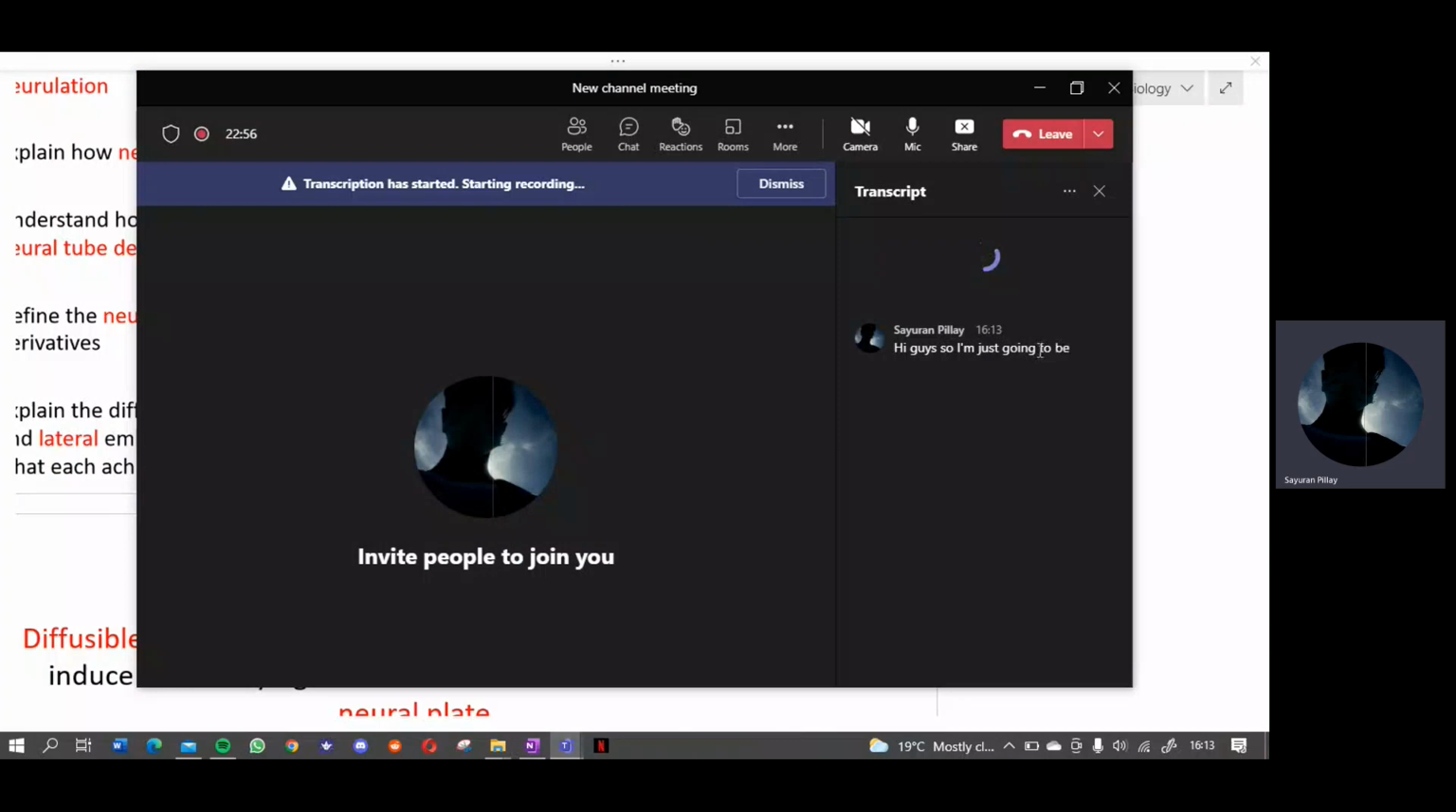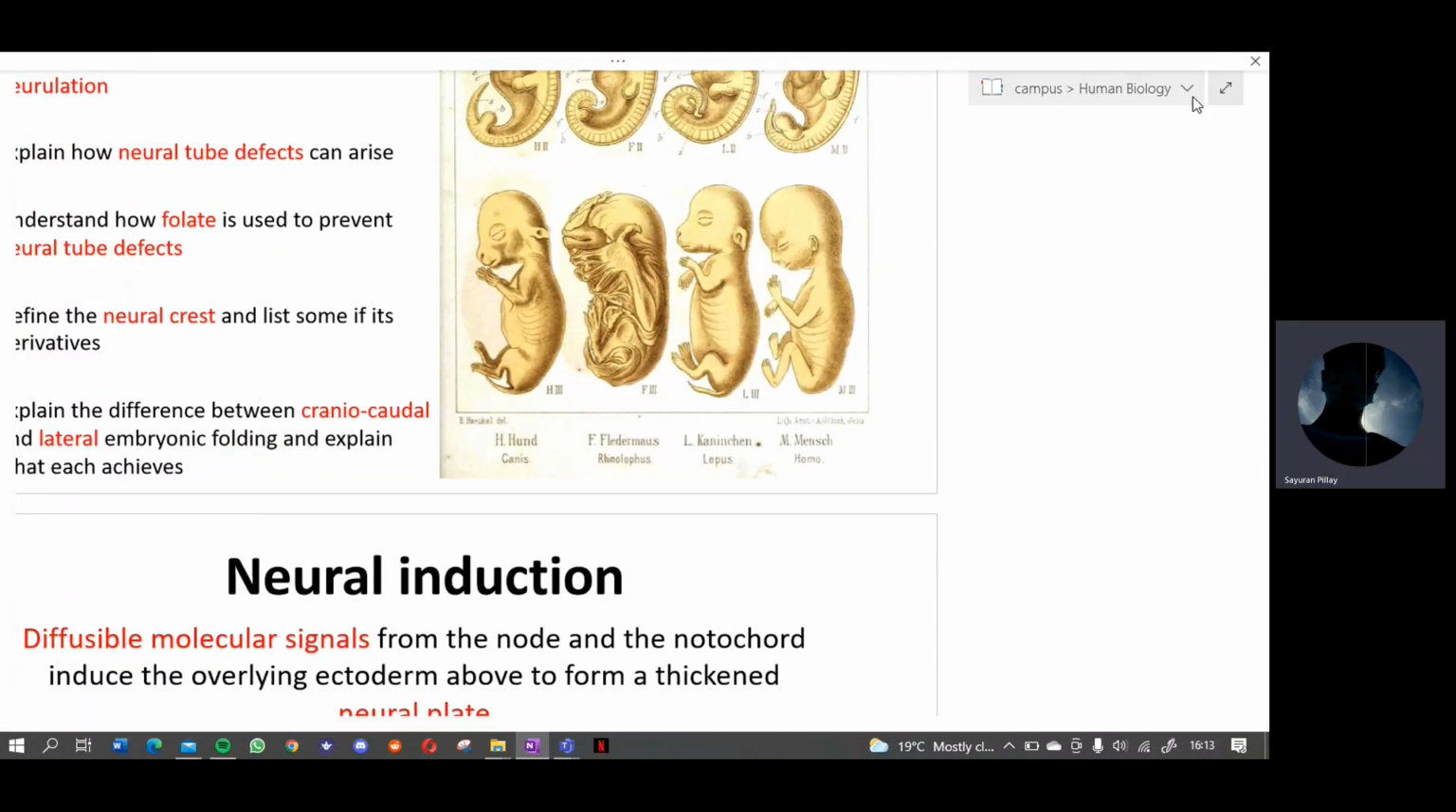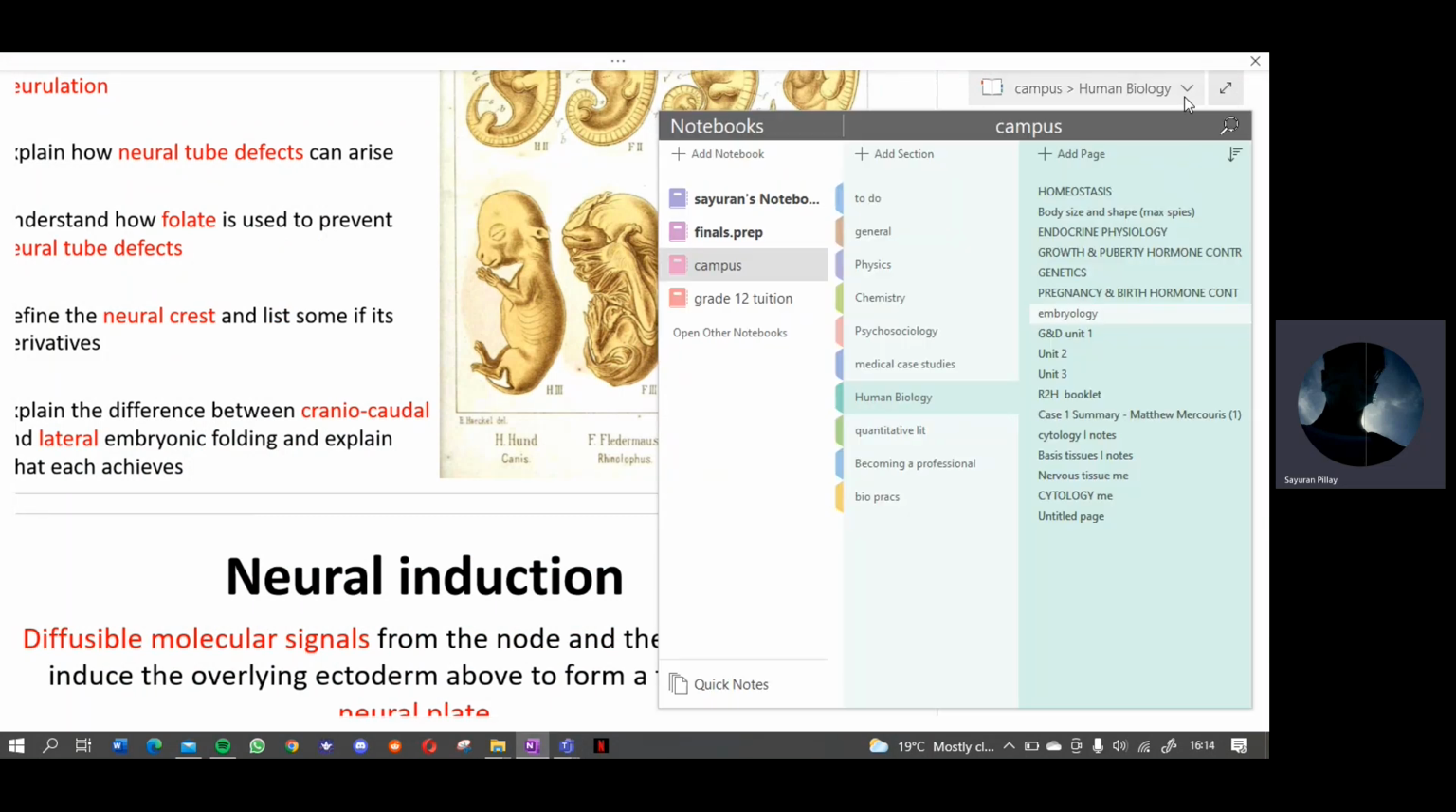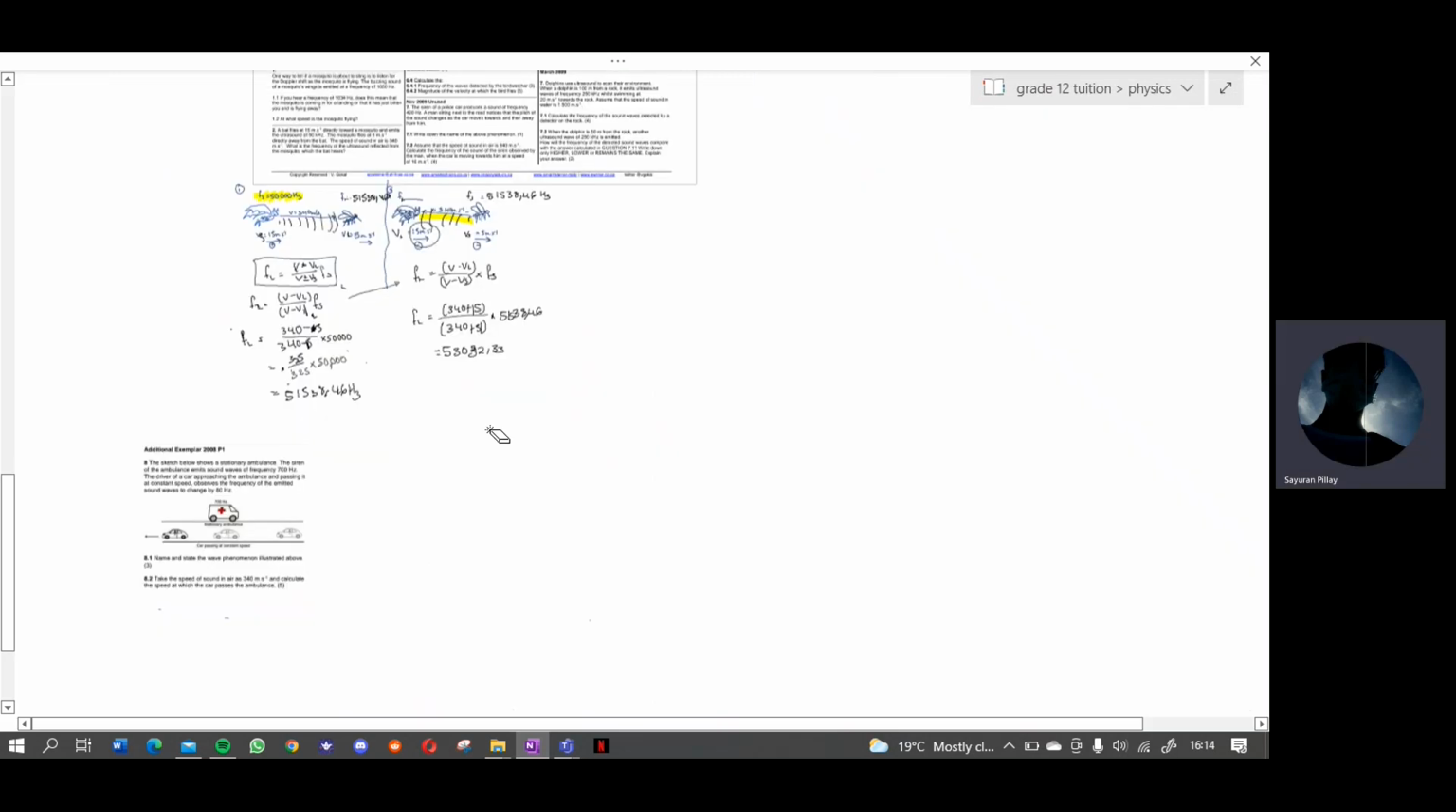I'm just going to be doing a quick question on Doppler. Oops, it's the wrong note. Right, so I'm going to go to my... I think I picked out the questions, a 2008 paper one. You'll find some of the older questions are quite nice and more interesting. So it's going to be on the Great Child Tuition. There we go. Okay.